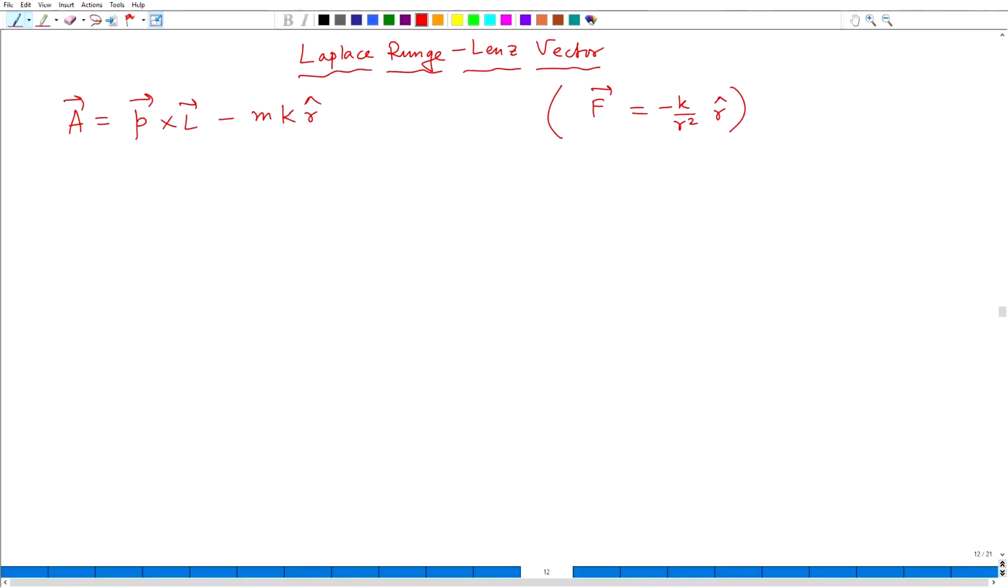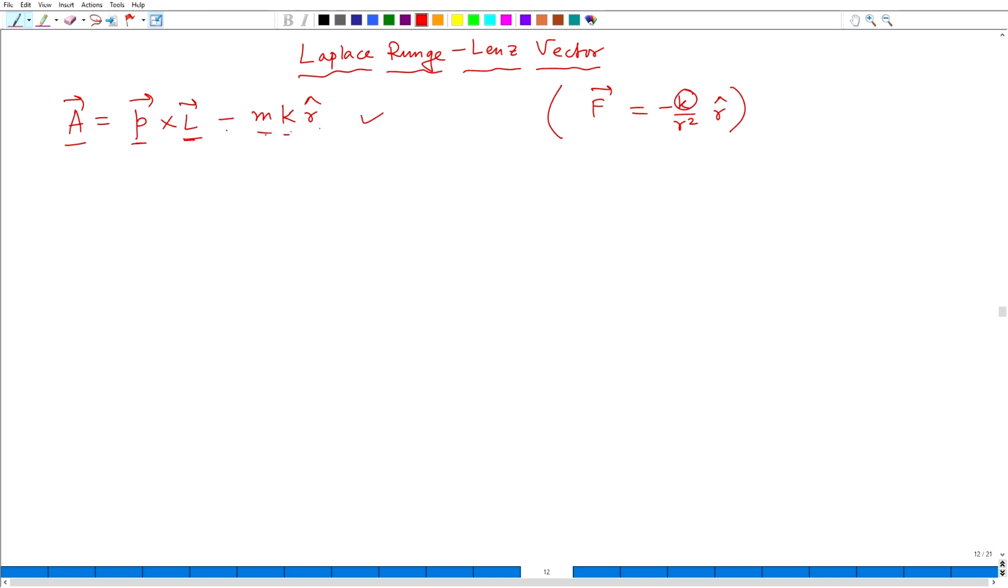In this small discussion, I will simply show the conservation of this, and I will put some questions which will be very interesting for you to think about. So, A is the Laplace-Runge-Lenz vector, which is given by this expression: the cross product of the linear momentum vector and the angular momentum vector, minus m k times r cap vector. k is the constant of the force, and m is the mass of the particle.